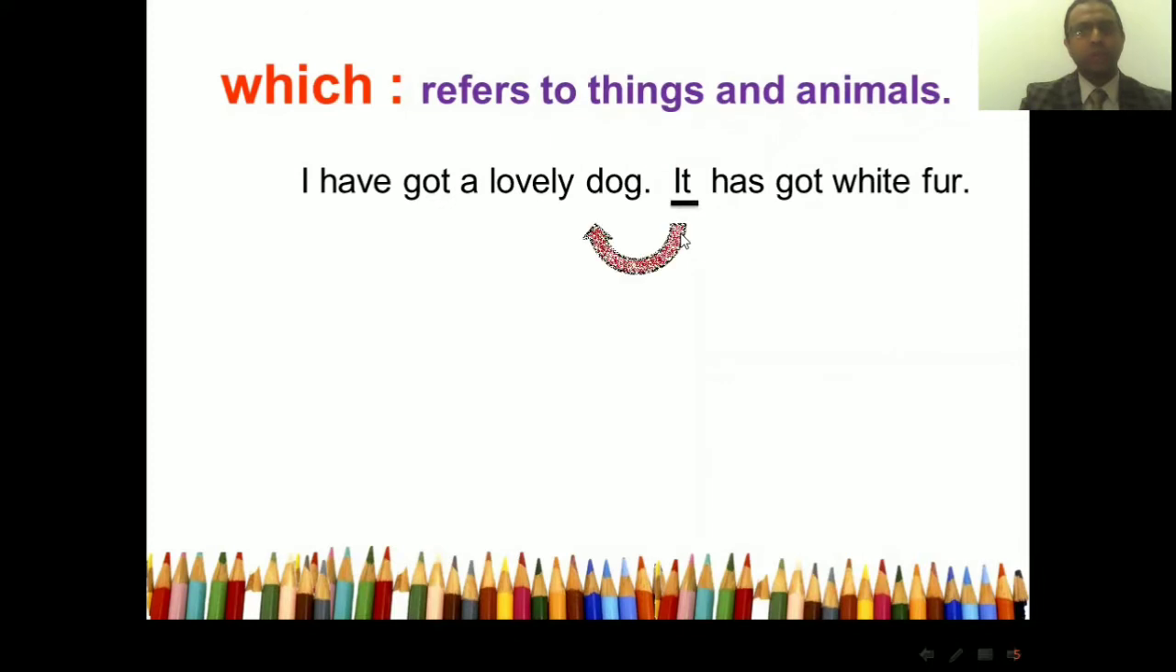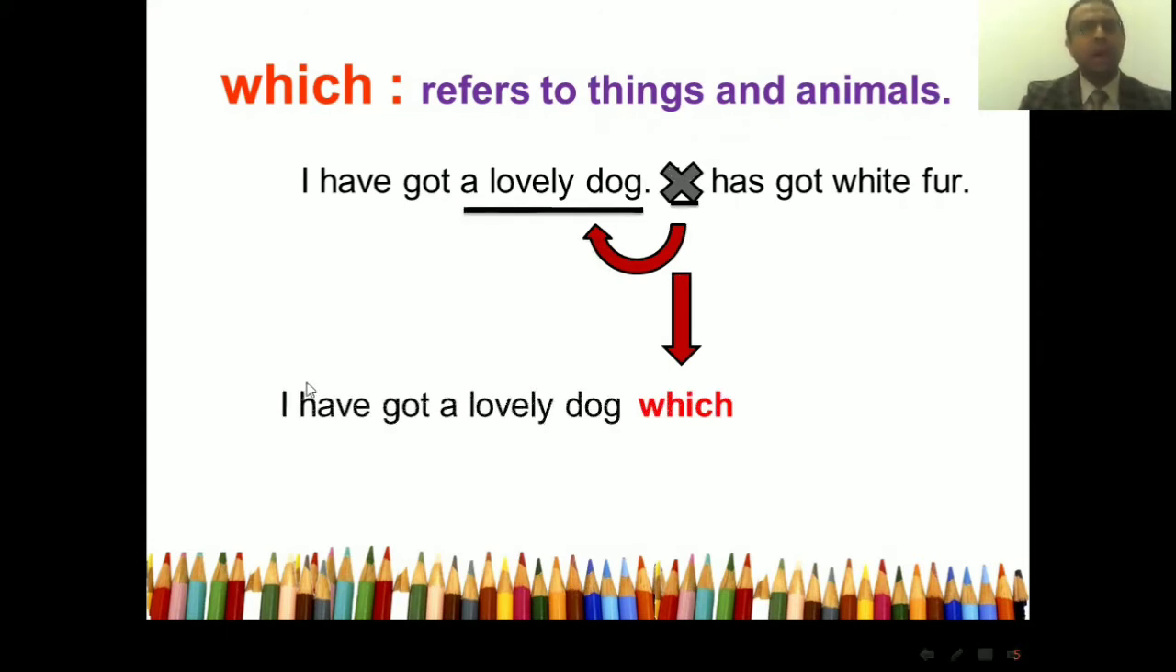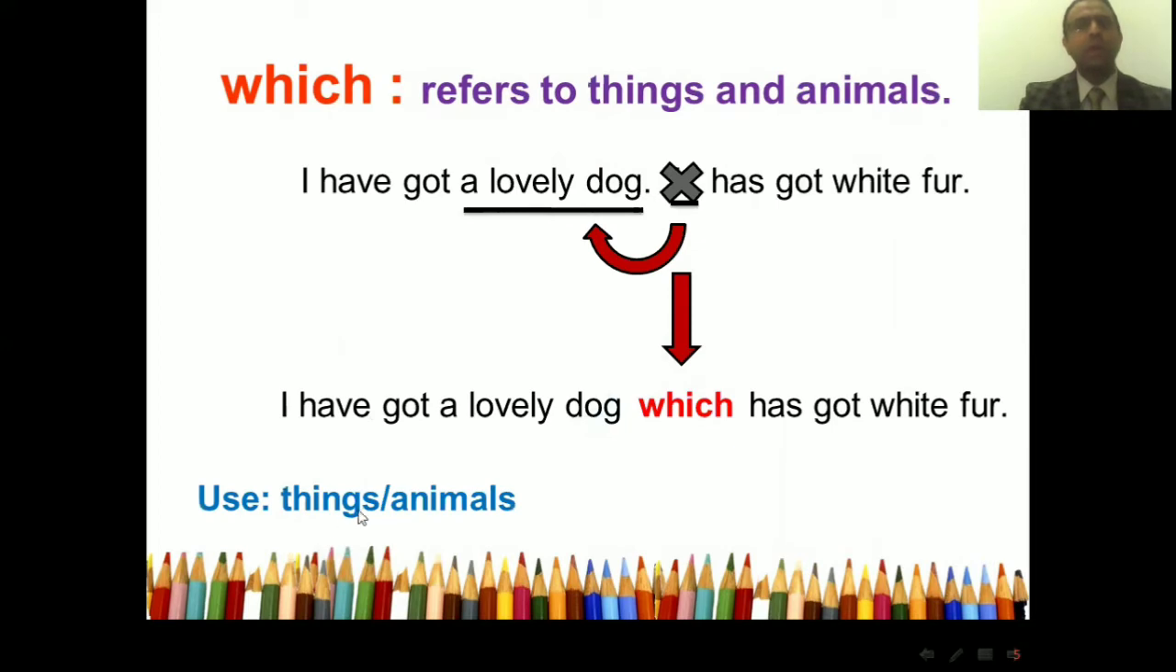It refers to the dog. So it's an animal. When I'm talking about animals or things, I use which. So the sentence can be, I have got a lovely dog which has got white fur. So when we talk about things or animals, we use which. Yes, we use which to express things and animals.